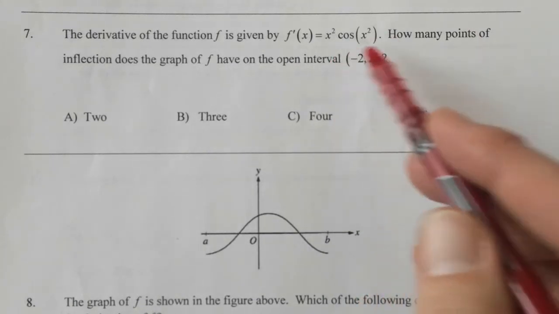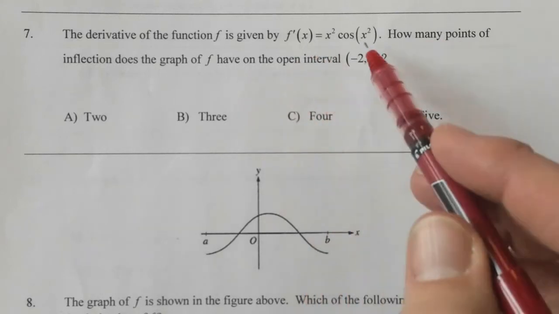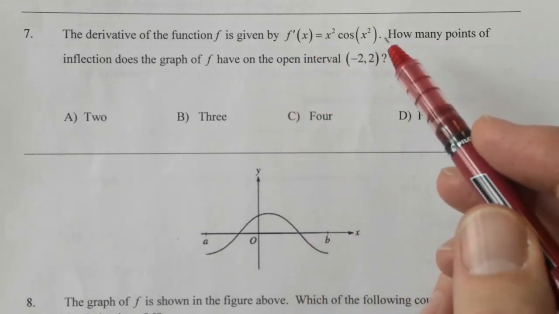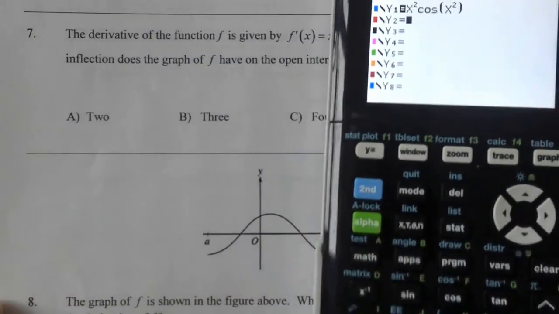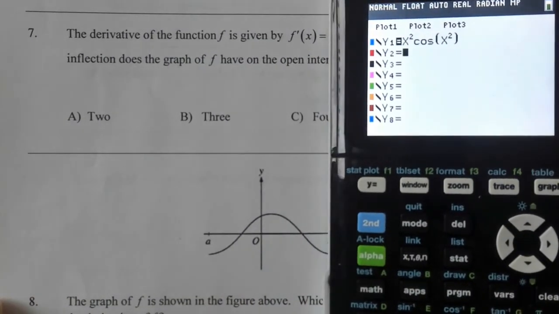But we also know that a point of inflection occurs when the first derivative has a relative extreme, when the first derivative changes from increasing to decreasing or vice versa, when there's a relative max or relative min on the graph of the first derivative. So maybe we can try that first so we don't have to worry about any derivatives.